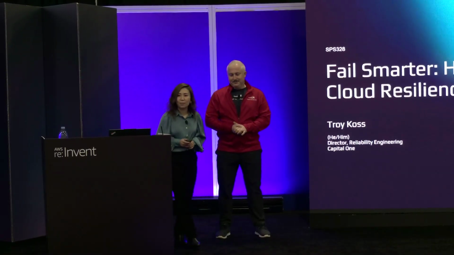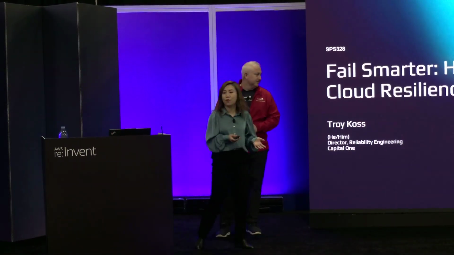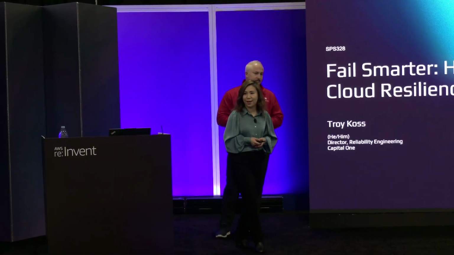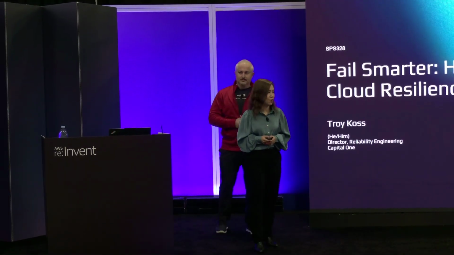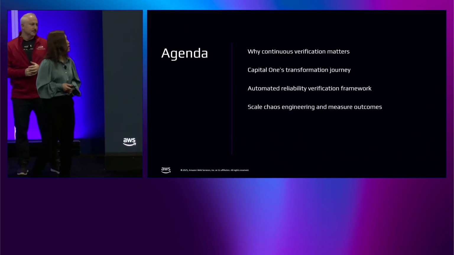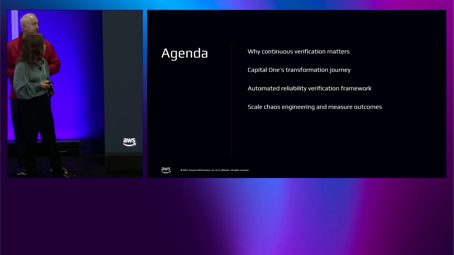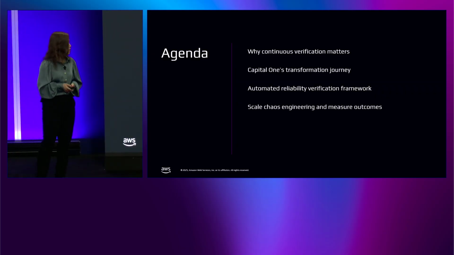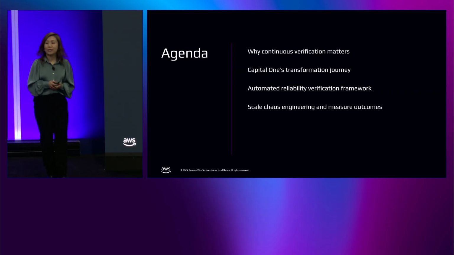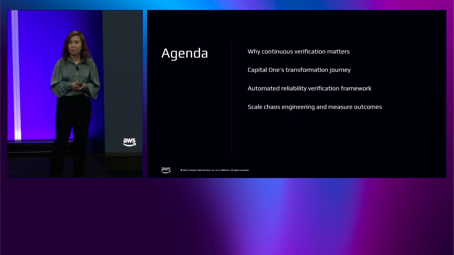We're here to talk about how Capital One transformed from point-in-time chaos testing to continuous verification. First, we're going to start with the why. Then we will talk about Capital One's transformation journey and their automated reliability verification framework. Finally, how they scale chaos engineering and measure outcomes.